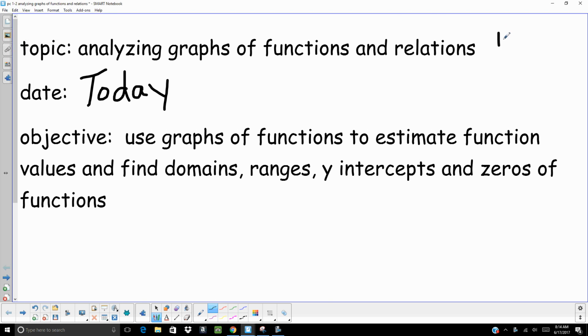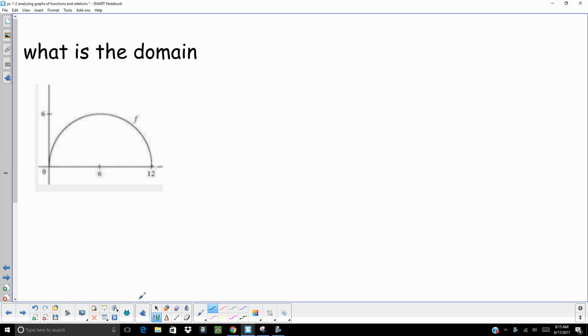All right, today we are doing 1-2 in pre-calc, which is analyzing graphs of functions and relations. Today's date is today. Our objective is to use graphs of functions to estimate function values, find domain and ranges, find y-intercepts and zeros of functions. So we got a lot going on today.